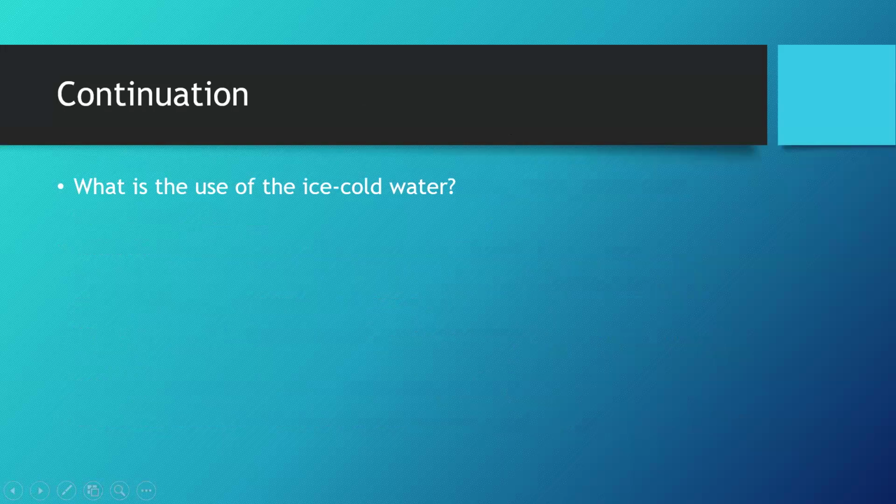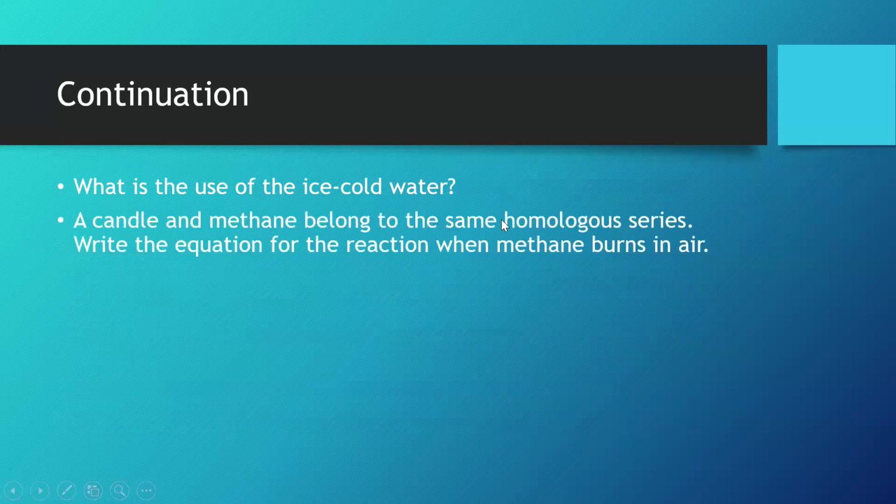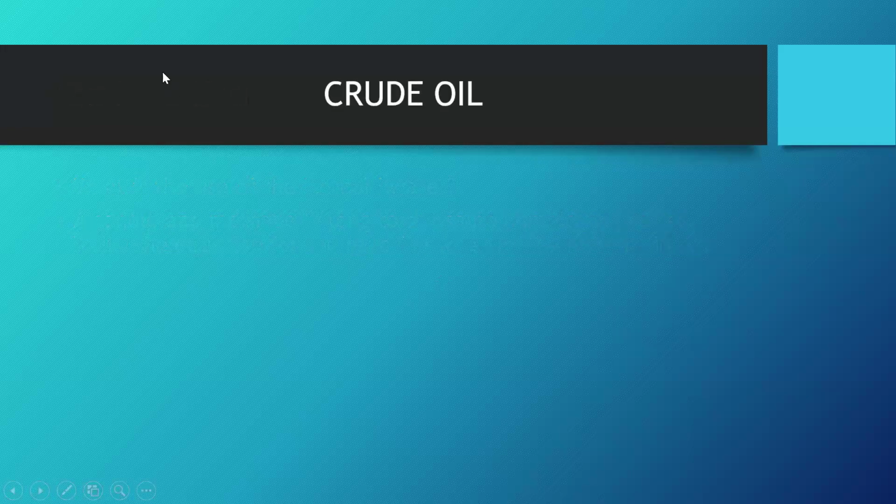So we said, of course, the use of the ice cold water is to cool the what? The vapor. So alkane and methane belong to the same homologous series. So when you write the equation, like I've written for us, the equation that occurs during the experiment.